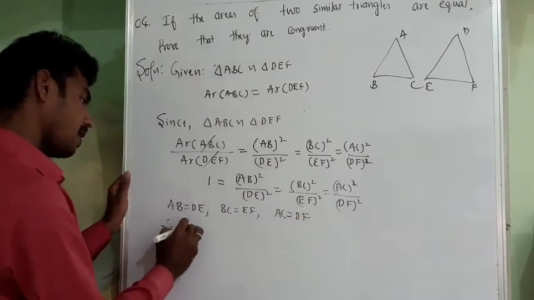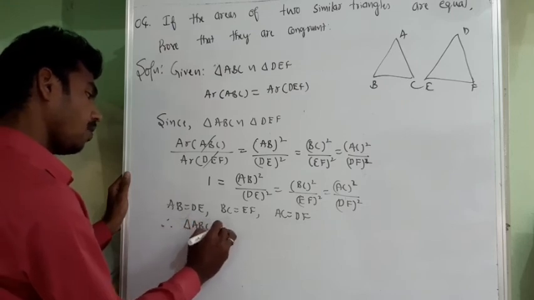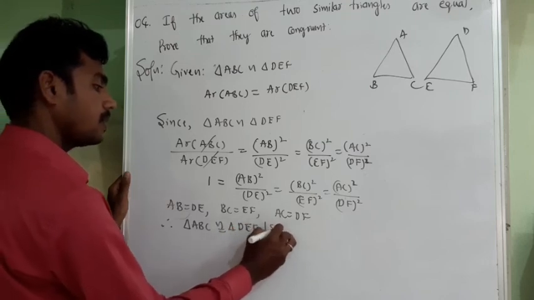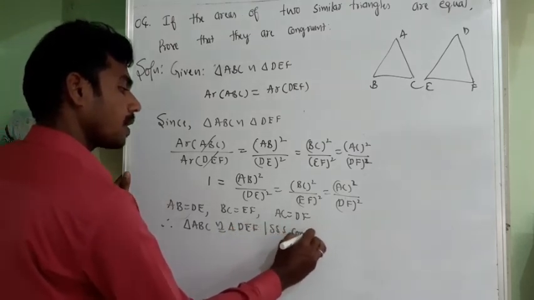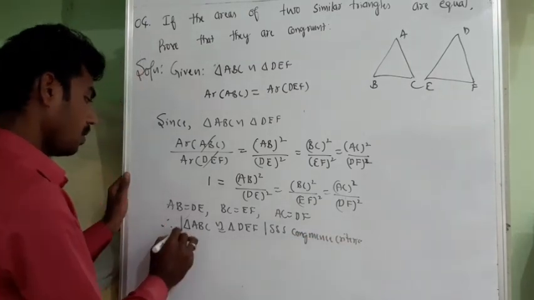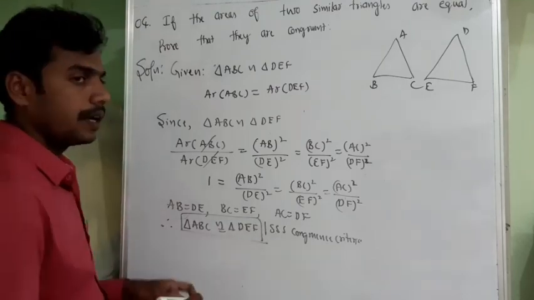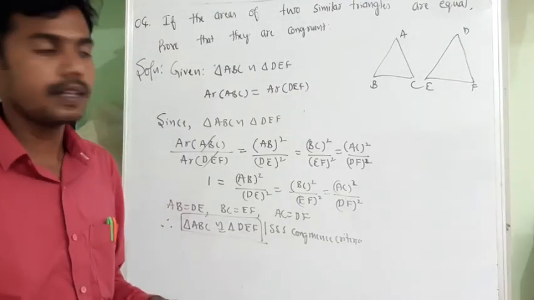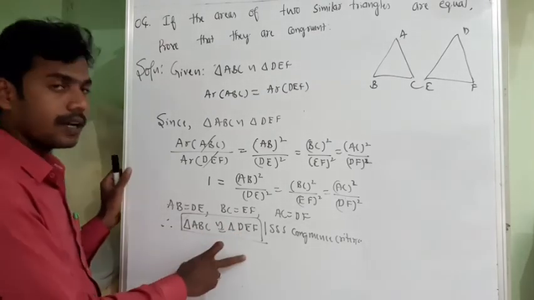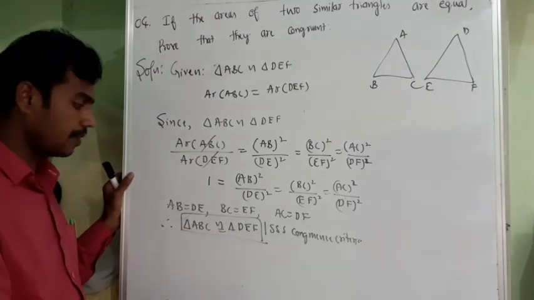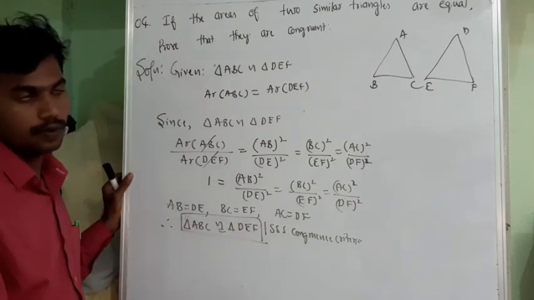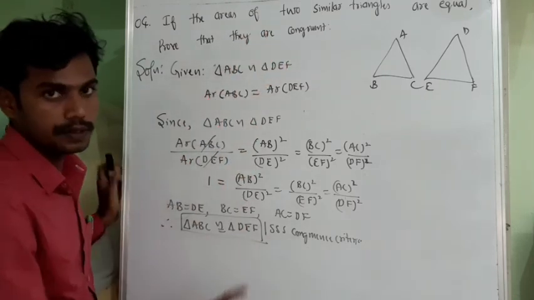Therefore, triangle ABC is congruent to triangle DEF because of SSS congruence criterion. So we proved the two triangles are congruent if they are similar and their areas are equal. This was asked to prove, and we proved it.